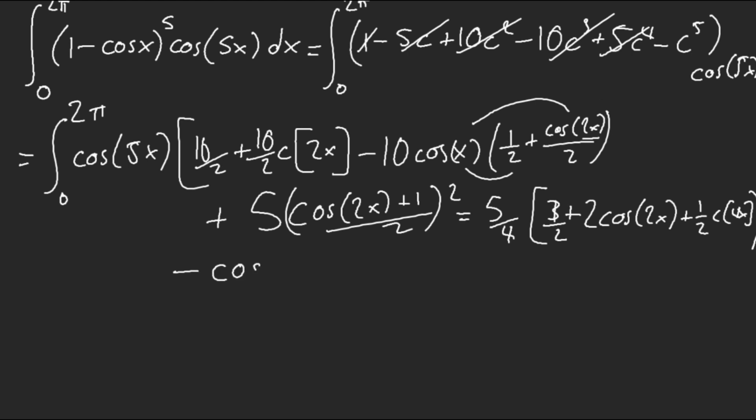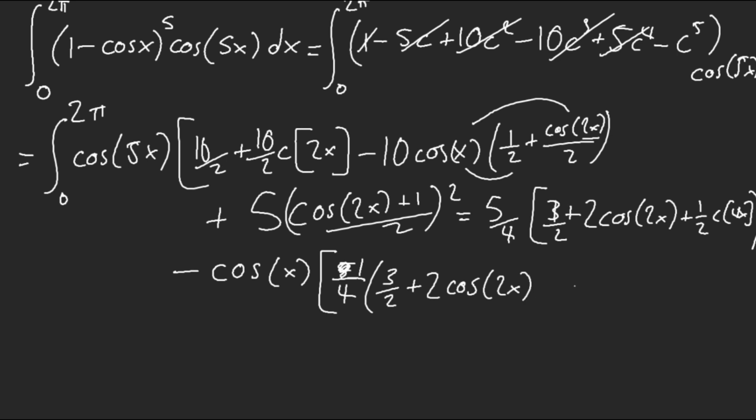Okay, cosine of 5x, we have cosine here. We have the cosine fourth that we just showed, right? We had 1/4 of 3/2 plus 2 cosine of 2x plus 1/2 of cosine 4x. Okay, if we distribute, oh no, right, we have triple terms. Okay, we have triple terms.